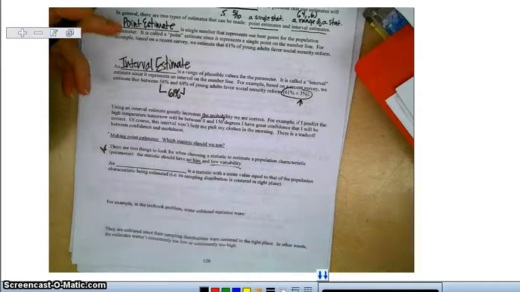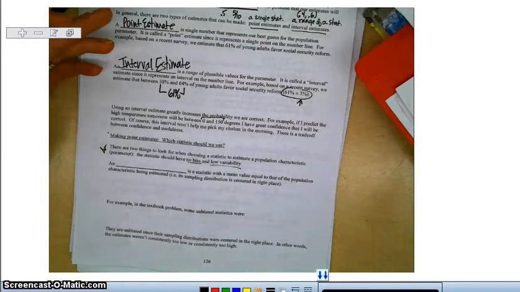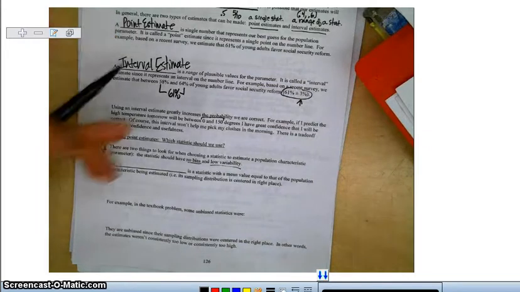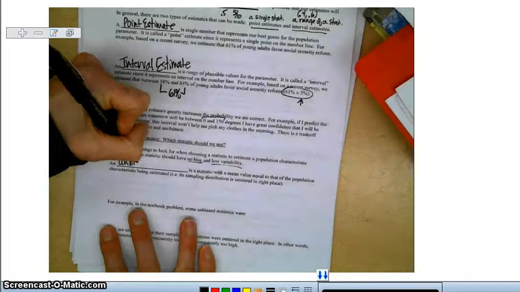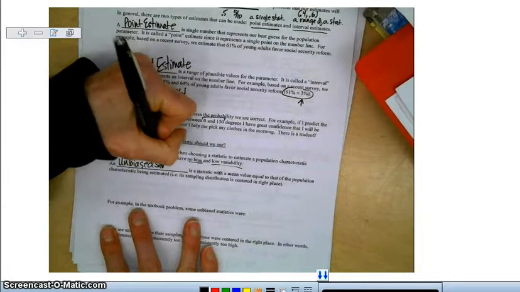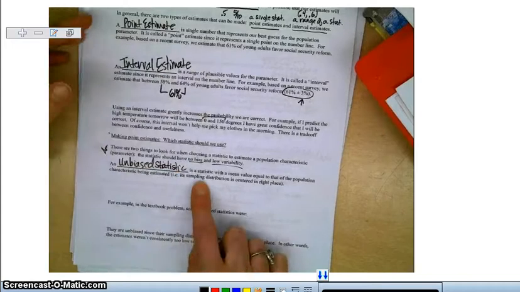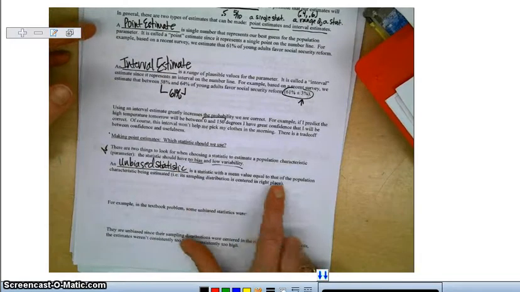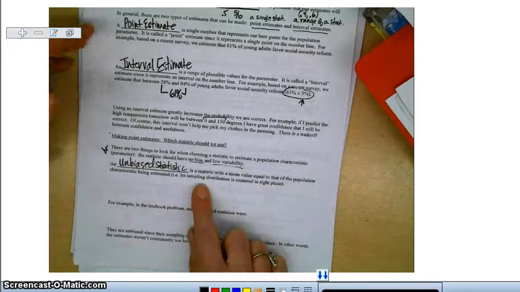Now, quite honestly, you aren't going to have to worry about choosing a statistic. You're always going to be told which statistic to use. But the way they came up with the more common ones is because these are unbiased. And we talk about unbiased statistics. An unbiased statistic is a statistic with a mean value equal to that of the population characteristic being estimated. In other words, its sampling distribution is centered in the right place.